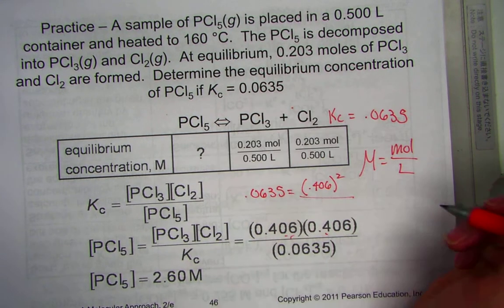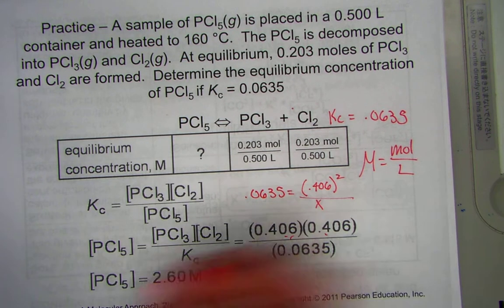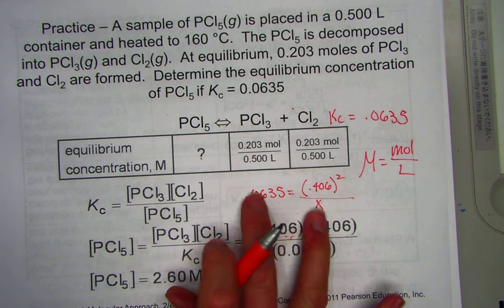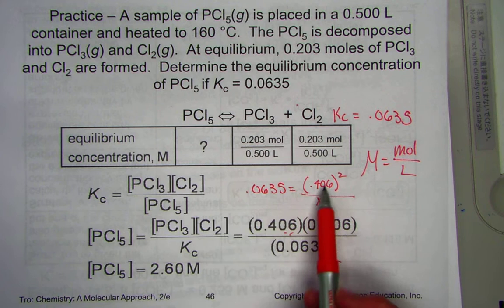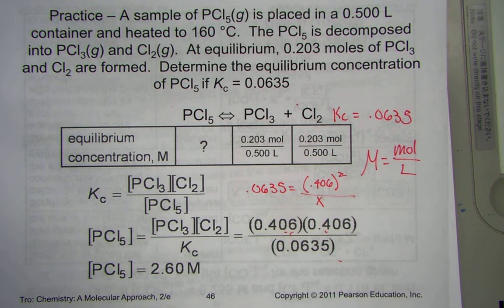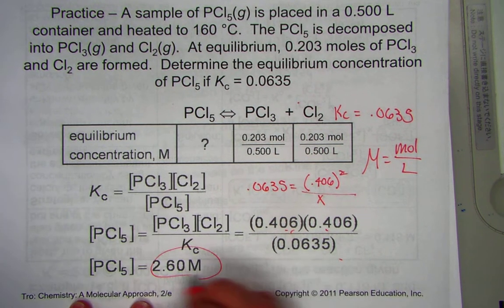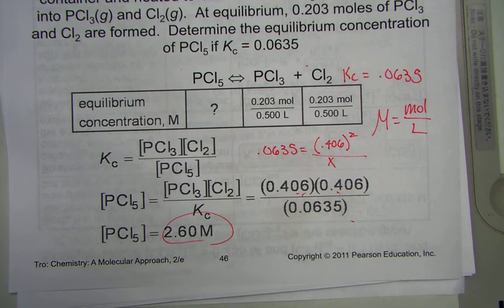We'd like to know PCl5, so there's your variable x. These two switch places. X is found by 0.406 squared over 0.0635, and there's our concentration in big M, molarity units.